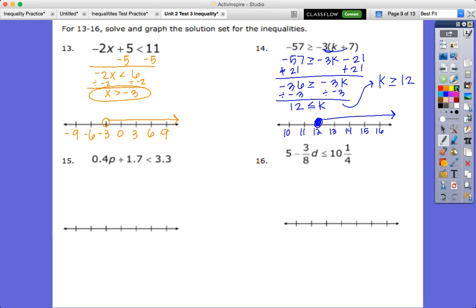All right, we've got some decimals here. The first thing I'm going to do is subtract 1.7 from both sides, and I get 0.4p is less than 1.6. Now I divide both sides by 0.4, and I have p is less than 4.